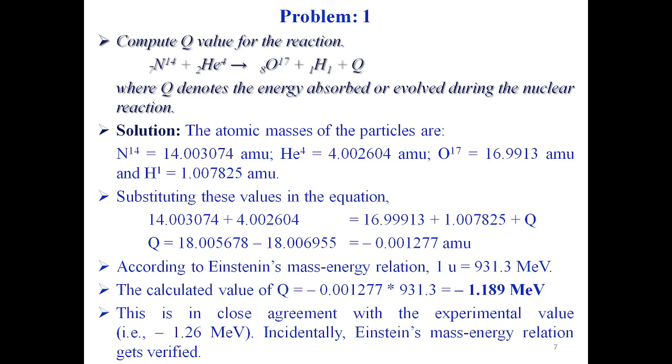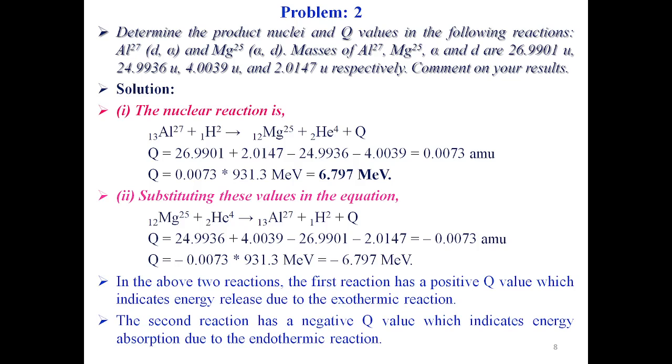So in this case we have got a negative Q value. This Q value that we obtained is in close agreement with the experimental value, minus 1.26 million electron volt. And this is also incidentally evidence for Einstein's mass energy relation. In this case the Q value is negative, which represents that this nuclear reaction is an endothermic or endoergic reaction. So now let us discuss one more problem.